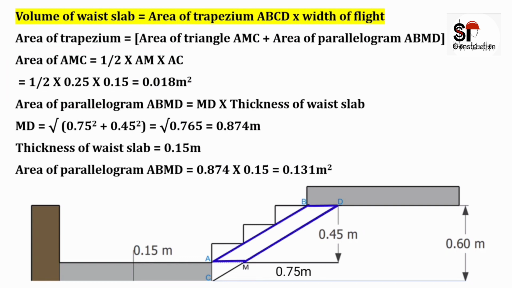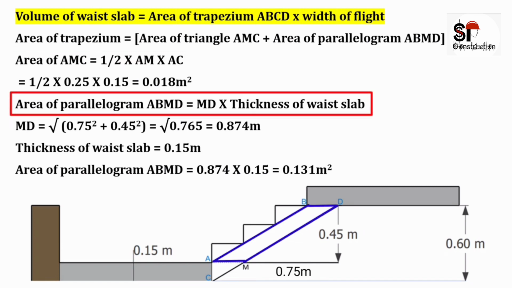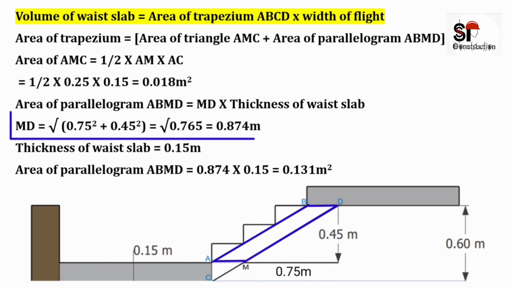Area of parallelogram ABMD will be equal to MD into thickness of waste slab. MD can be calculated by using this triangular section. MD will be equal to under root base square plus perpendicular square. This base is the horizontal length, which is already calculated as 0.75 meter, and perpendicular is 0.45 meter. So on substituting these values, MD will be equal to 0.874 meter.